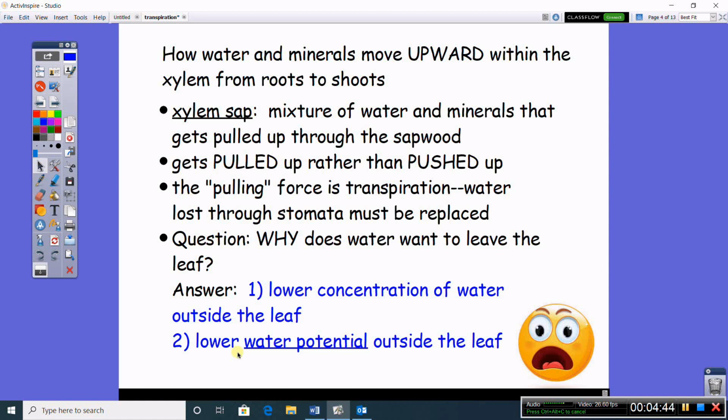Okay? So, if there's a lot of water vapor inside the leaf, and there's not much water vapor outside the leaf, then inside the leaf is going to have a higher water potential, and outside the leaf is going to have a lower water potential. And remember, water always moves from an area of higher water potential to lower water potential. And so therefore, water is going to want to leave through the stomata.